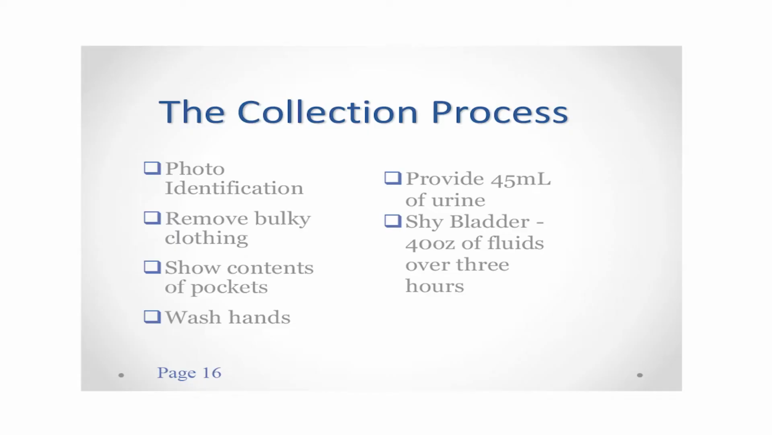So the collection process: they'll ask for photo identification and to remove any bulky clothing. I mean, winter's coming, so people have all kinds of extra clothes on, so they might have you remove any of that. Show the contents of your pockets if they ask you to empty the pockets. Wash your hands. This is to get rid of any contaminants for that sample. Provide 45 milliliters of urine. If you have a shy bladder, you're going to be hanging out there for a while. They'll give you some liquids, up to 40 ounces of liquids over a period of 3 hours until you can provide that sample.